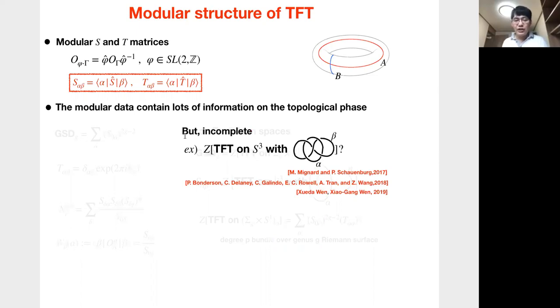But it turns out that it is incomplete, in the sense that if you want to compute the partition function on the 3-sphere with a knot link, called the Hopf link, with alpha type and beta type, this cannot be determined by the modular structure. Actually, there exist two distinct CFTs which have the same modular structure but different partition functions, as studied quite recently. So the modular structure is not enough to distinguish topological spaces, but it still contains a lot of information.